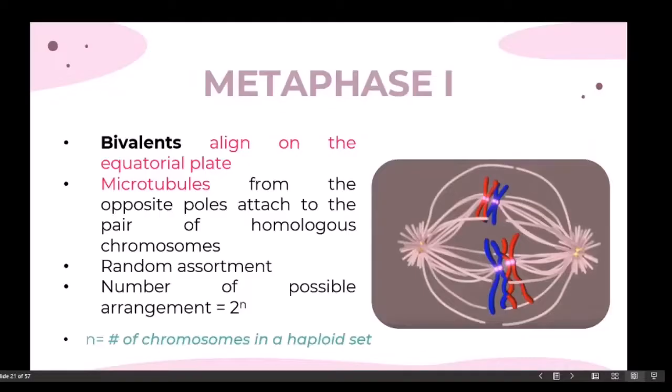In Metaphase I, bivalents align on the equatorial plate. Notice that unlike metaphase of mitosis, which has only one pile of chromosomes in the equatorial plate, in Metaphase I of meiosis, there are two piles of chromosomes which line up at the equatorial plate. The lining up of the bivalents in the equatorial plate happens in random fashion. The number of possible arrangements of these chromosomes in the equatorial plate can be determined using the formula 2 raised to the power of n, wherein 2 is constant and n is the number of chromosomes in a haploid set of a particular organism.